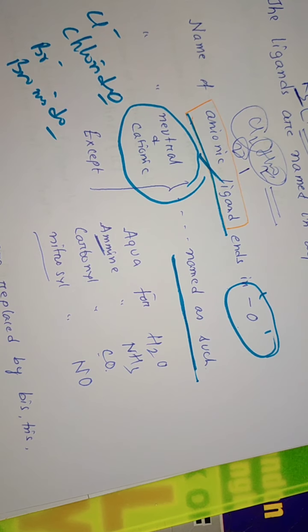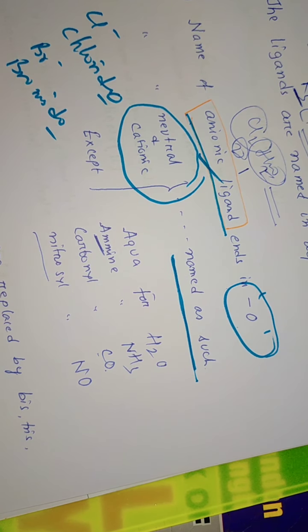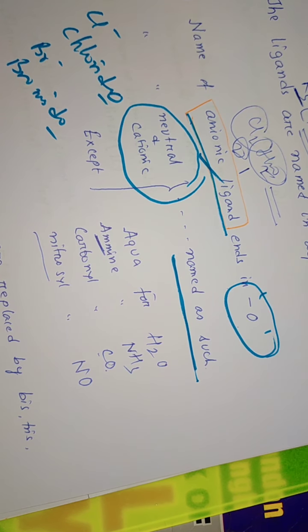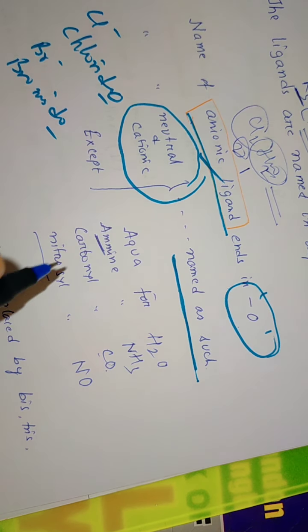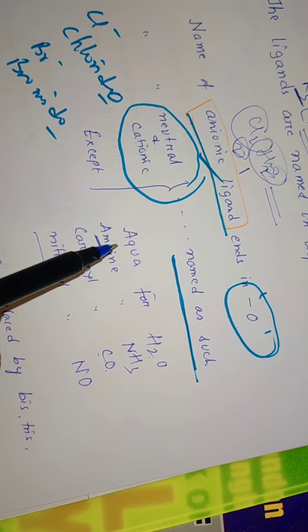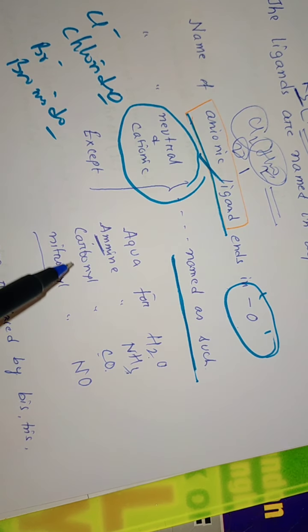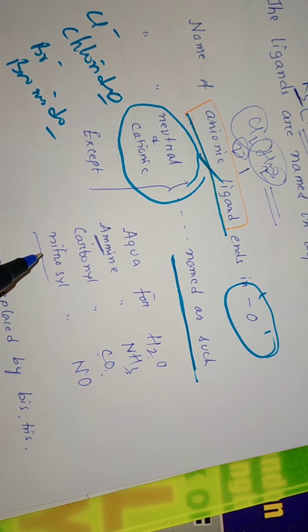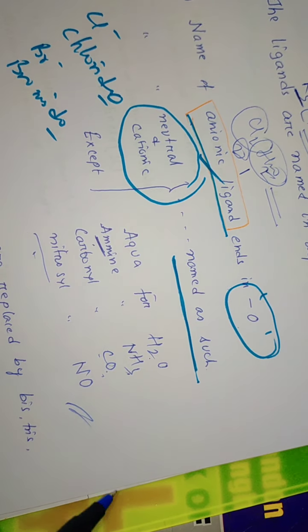So negative ligands we have read: chlorido, bromido, iodo, nitrito, carbonato, thiocyanato. So the list of negative ligands and positive ligands, the name will be as such. And the list of neutral ligands, generally we have to go by some special name. Water, aqua, ammine for NH3, carbonyl for CO, nitrosyl for NO.